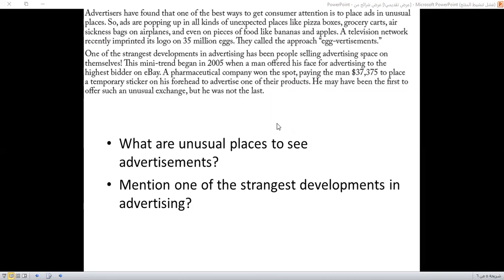So this man offered his face for advertising. That's really crazy. So a pharmaceutical company won the spot, and they paid him $37,000 in order to put something on his face, stickers or stuff, to advertise something. This is one of the strangest things. This is the first time that I hear about this.